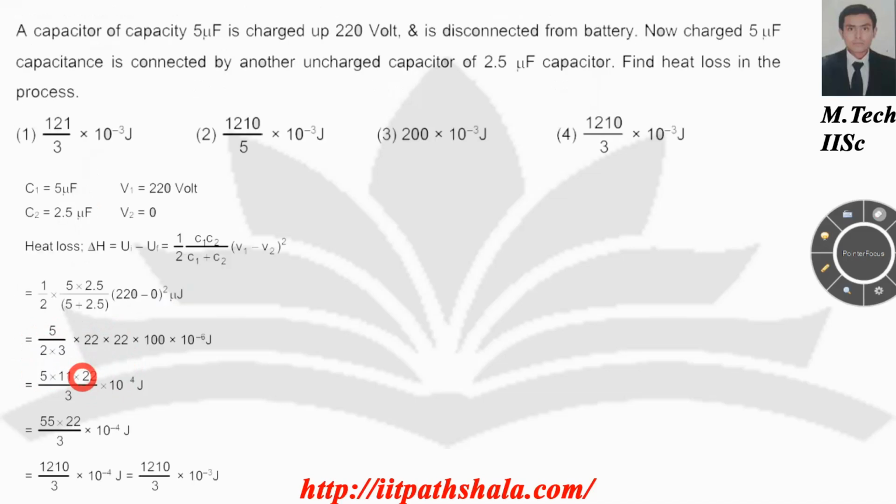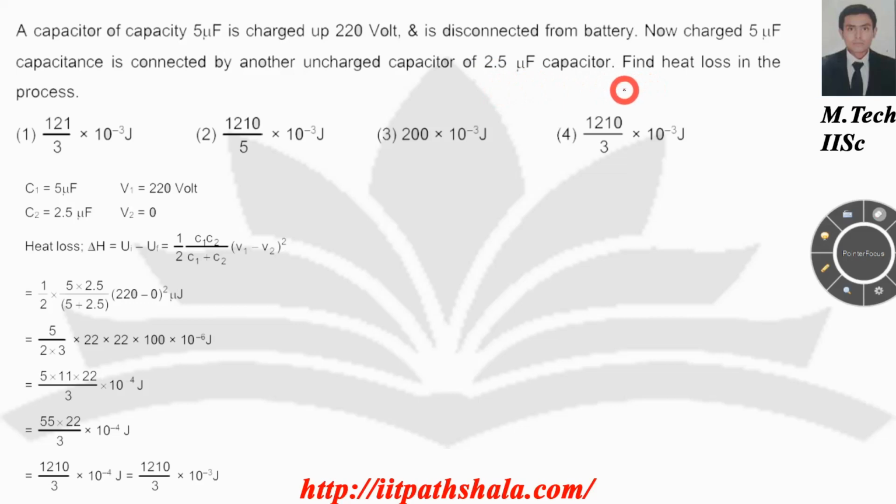Moving forward to the next question, you are given a capacitor with capacity 5 microfarad. You have charged it to 220 volt. Now you have disconnected it from the battery. Now this charged 5 microfarad capacitor is connected to another capacitor of 2.5 microfarad, uncharged, and you have to find the heat loss.